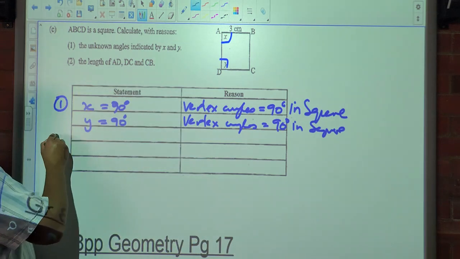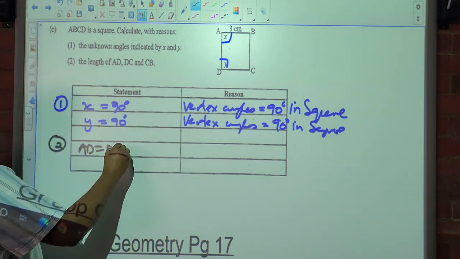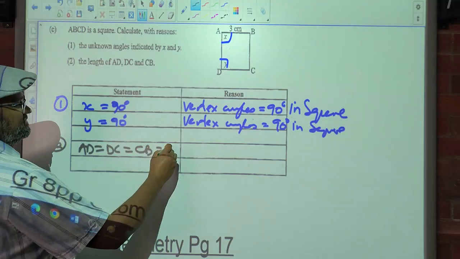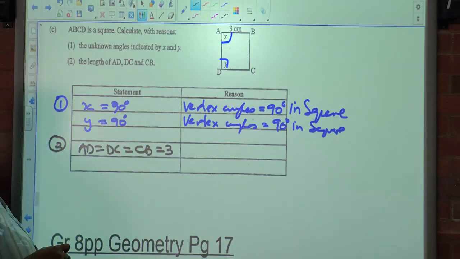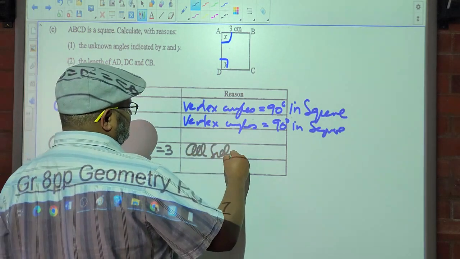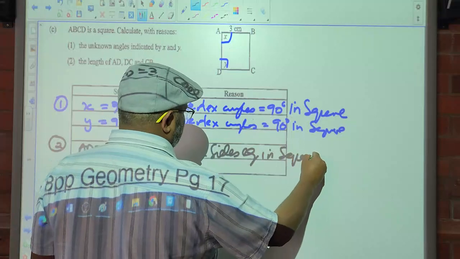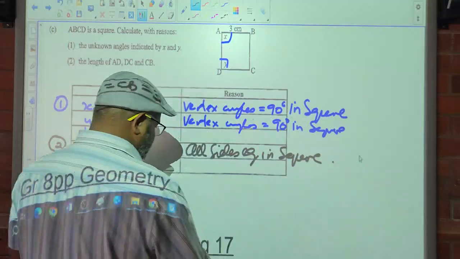Number 2, AD is equal to DC, which is equal to CB, which is equal to 3 centimeters. Why? All sides equal in a square. Okay.